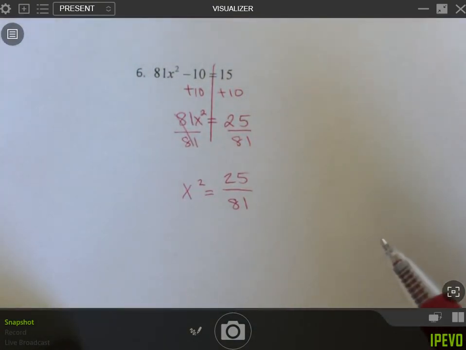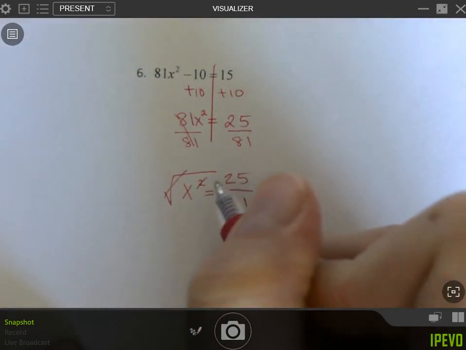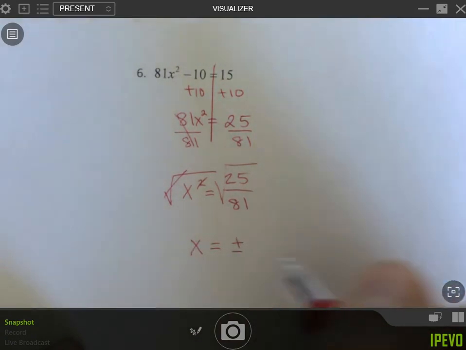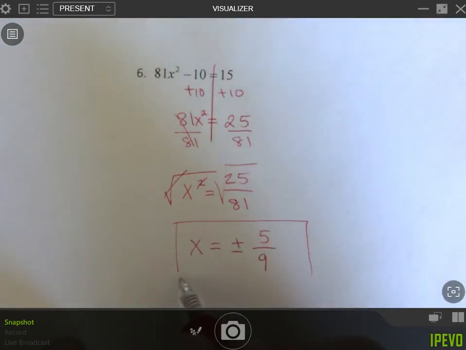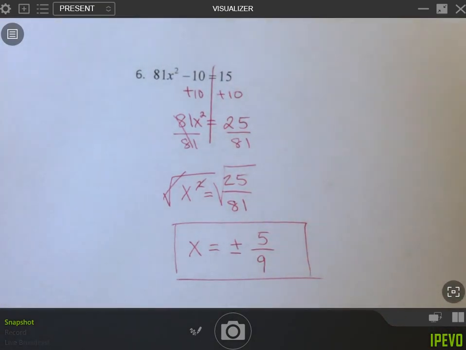They're both perfect squares, right? So when I say I need to get rid of the square, I'm going to take the square root, and I get x equals positive or negative 5/9. So we could get a fraction. All right. Now we're doing problems where it's going to break down nicely.